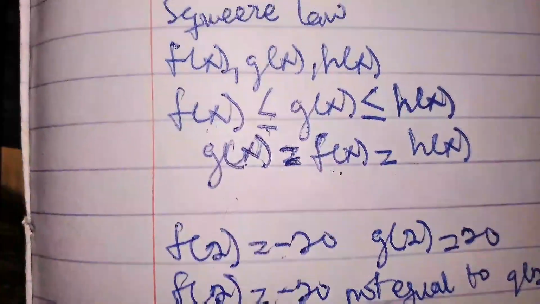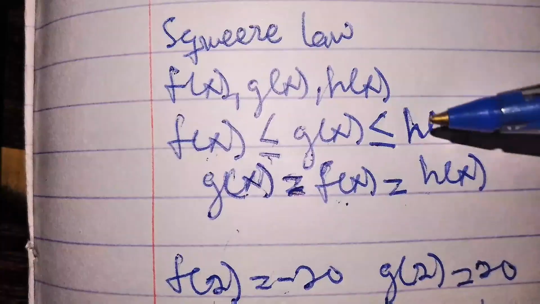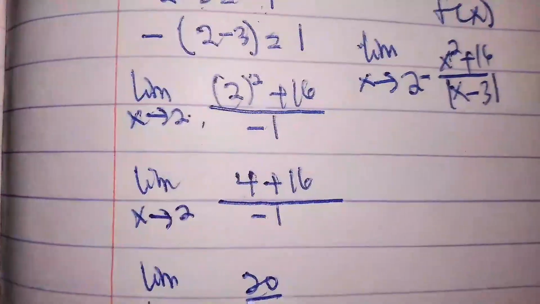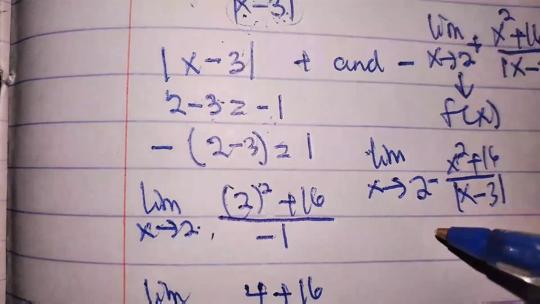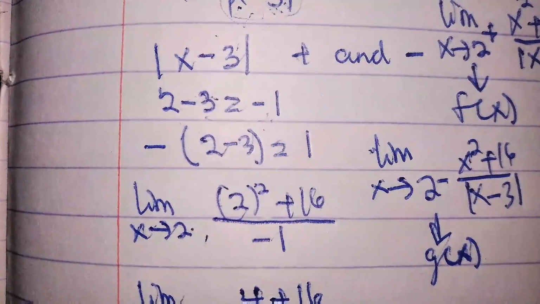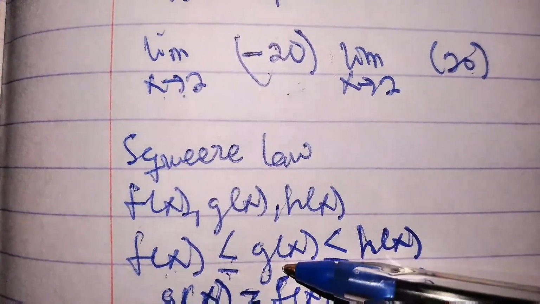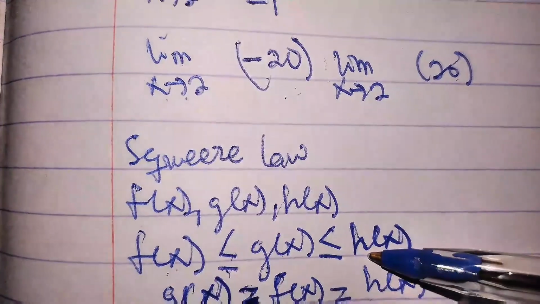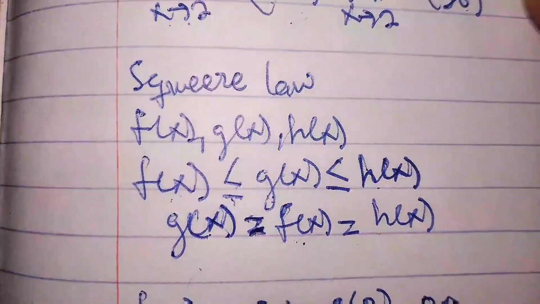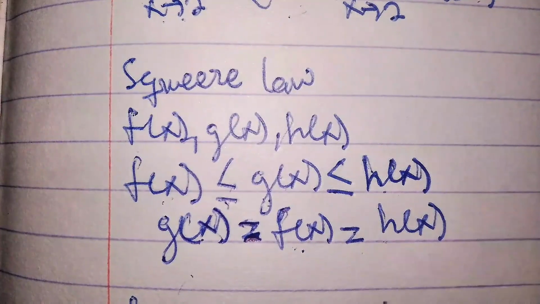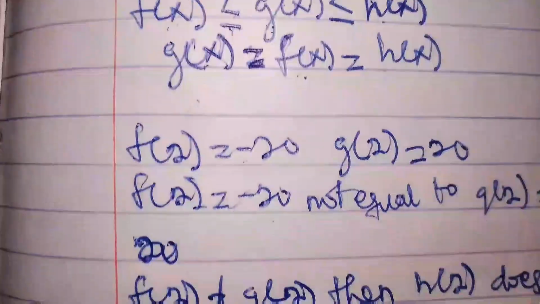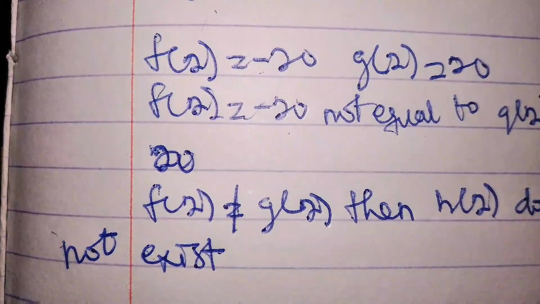Now, according to the squeeze law, it uses these functions. But you can also make your own assumption, putting h of x here and g of x here. For me, we used this as f of x and this as g of x, but according to the squeeze law, you can even put g of x here, h of x here and f of x here. Either way, only if you are abiding by the theorem. You can see that our f of 2 is negative 20 and our g of 2 is 20. These are not equal, which means that our function h of 2 does not exist.